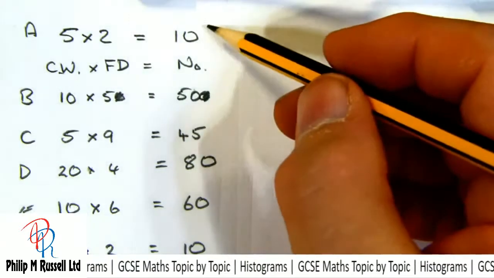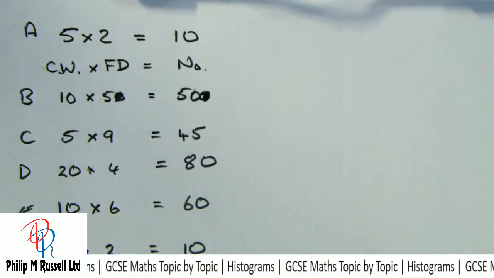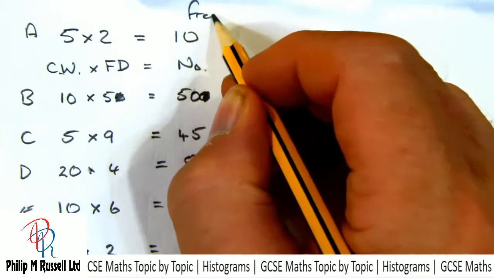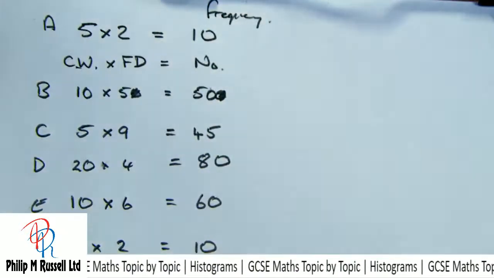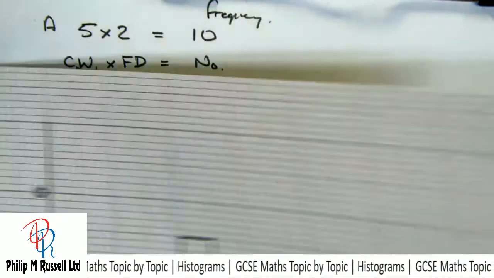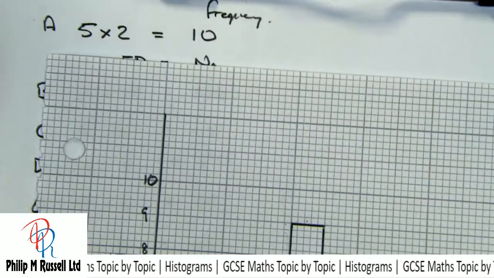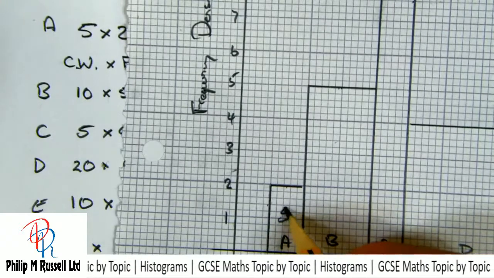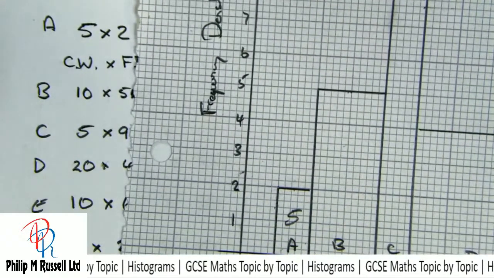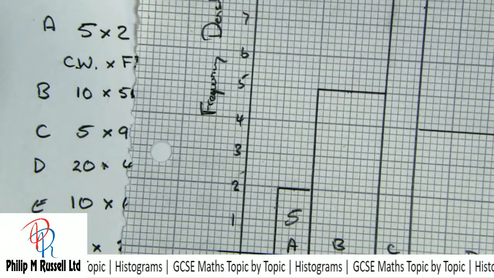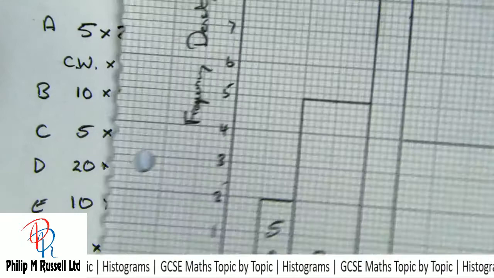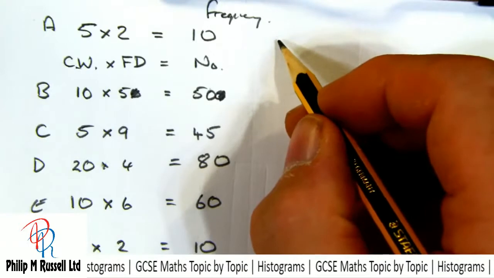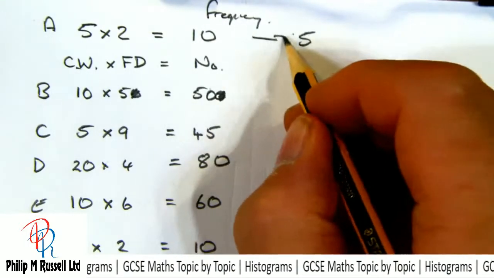So what I've managed to do is work out the frequency. So here is the frequency. Now let's suppose we find out that this number here represents 5 people, in perhaps some sort of age range or whatever it's going to be. So that's going to be 5. So 10 gave us 5.